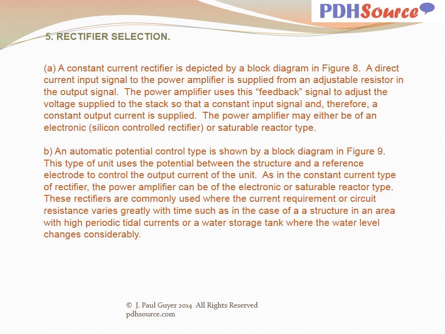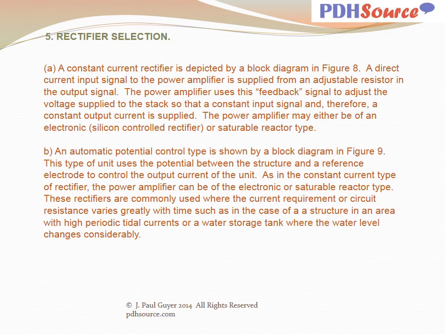A constant current rectifier is depicted by a block diagram in Figure 8. A direct current input signal to the power amplifier is supplied from an adjustable resistor in the output signal. The power amplifier uses this feedback signal to adjust the voltage supplied to the stack so that a constant input signal, and therefore a constant output current, is supplied. The power amplifier may either be of an electronic silicon-controlled rectifier or saturable reactor type.